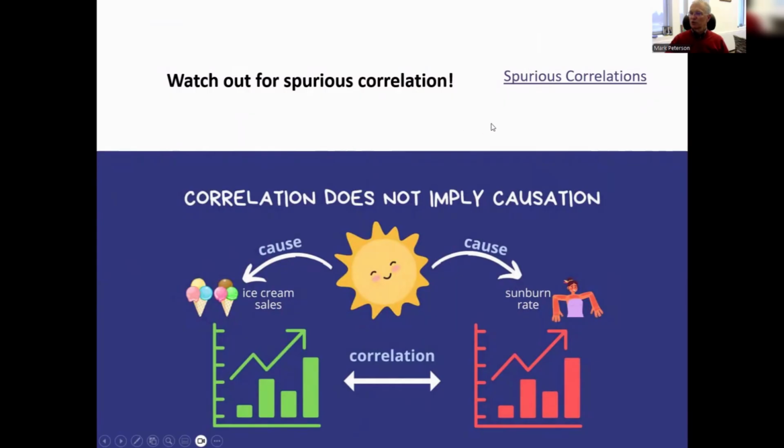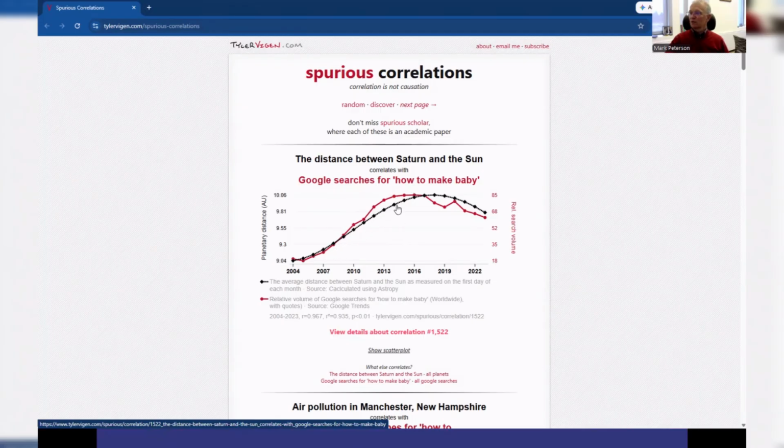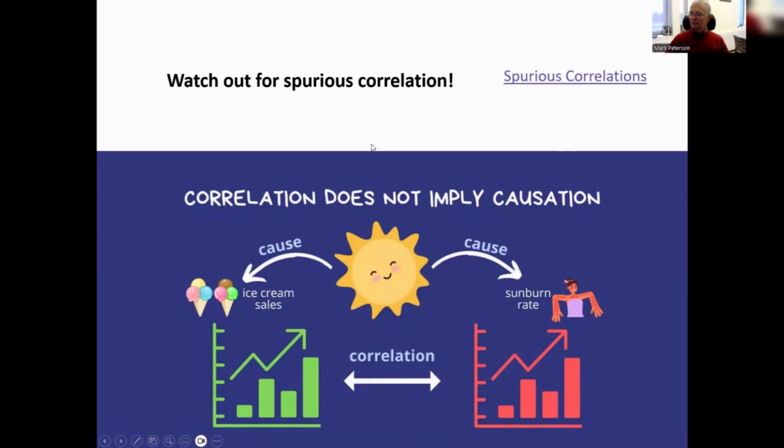We also want to watch out for spurious correlation. So when we go to Tyler Vigen's page here, we can see that there are ridiculous relationships where there's no causal explanation. There's probably a third variable accounting for these, like the distance between Saturn and the sun in different years, and how many Google searches for how to make a baby. The red line is how to make a baby. The black line is distance between Saturn and the sun. It is hard to explain why this relationship might be there. That's a spurious one. So we want to make sure that we're not illogically moving forward a correlation when it doesn't exist.